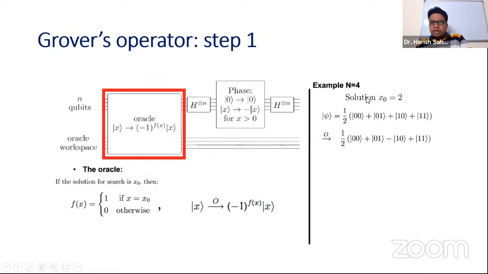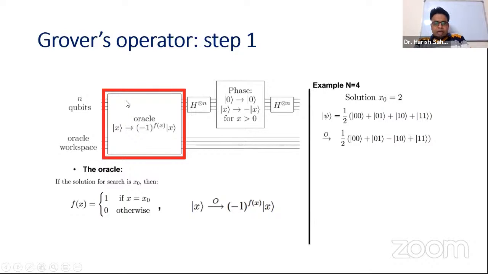So let's suppose our x0, basically the solution, is 1 0. Let's suppose we are looking for 1 0. And in this search, what will happen here? If we are looking for 1 0, then we should have this kind of operator. What it will do is, for x0, basically for state 1 0, it will change the sign, the phase, and for others it will remain the same.